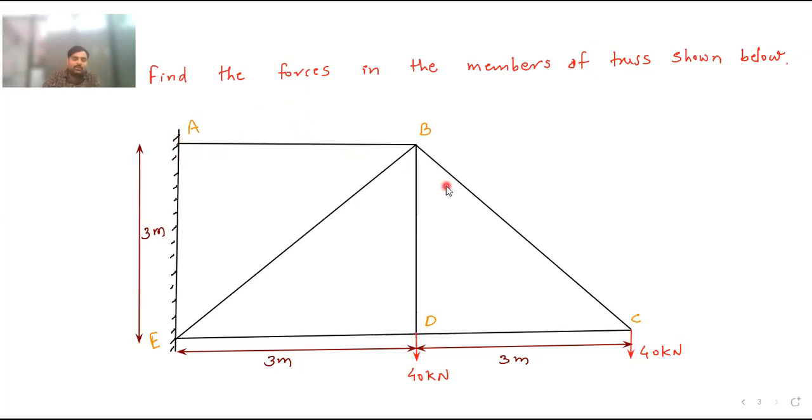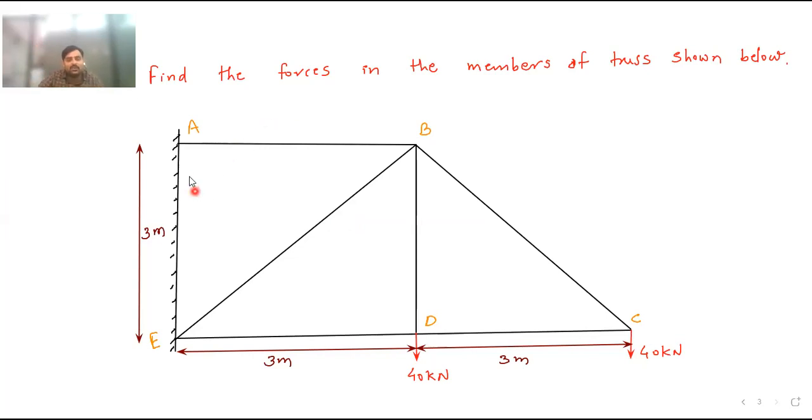Now we need to solve this truss. As I have already told you, in a truss only two types of forces exist in the member. One is tensile, another is compressive. That is what we need to find out. Now how to start?